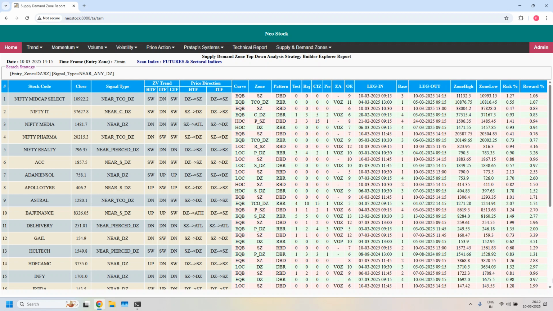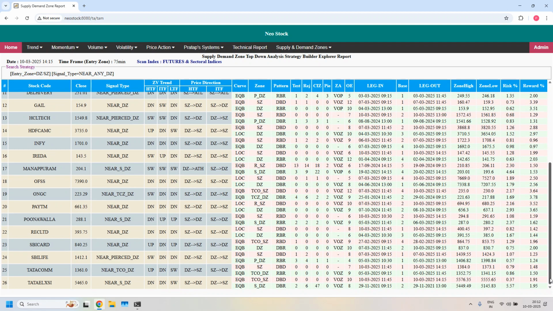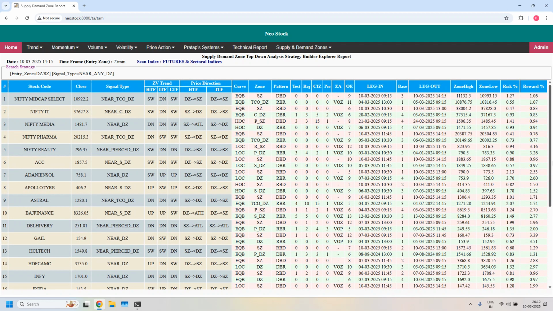First 15 stocks in the list. Let me scroll the list down. So total 26 stocks are filtered. Let us identify high liquidity zones from this list. 75 minutes high liquidity demand zone.